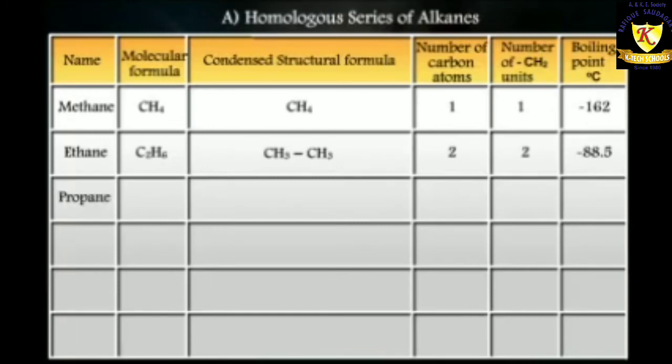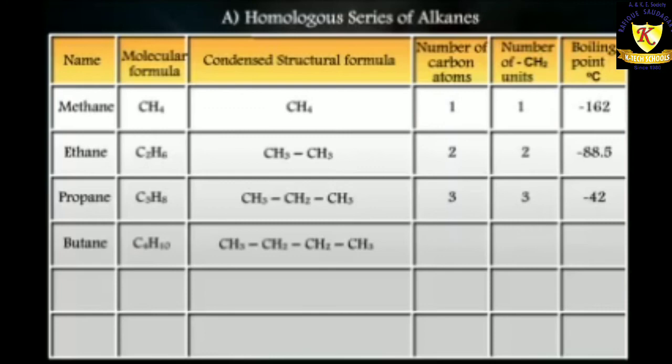Propane, C3H8. Condensed structural formula is CH3CH2CH3 and number of carbon atoms 3. Number of CH2 units 3 and boiling point is minus 42. Next is butane. Molecular formula C4H10. Condensed structural formula CH3CH2CH2CH3. Number of carbon atoms is 4. Number of CH2 units is 4. Boiling point 0.